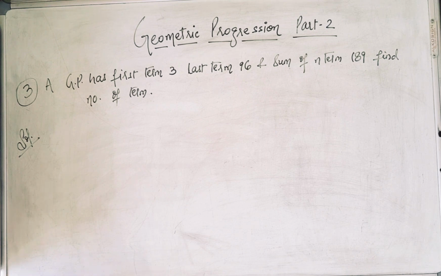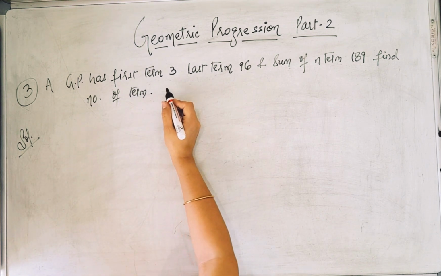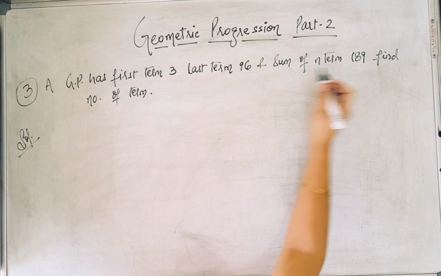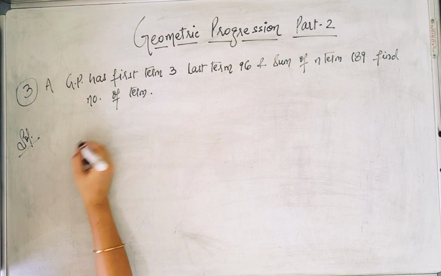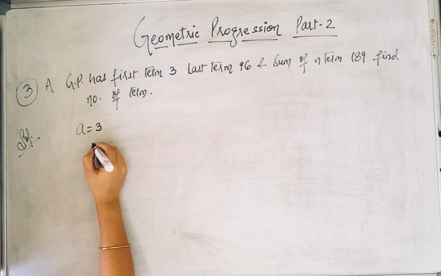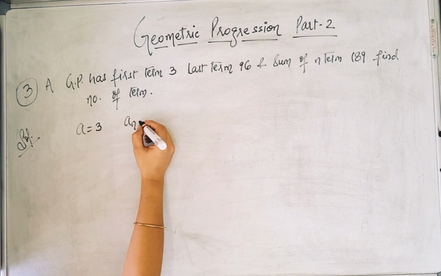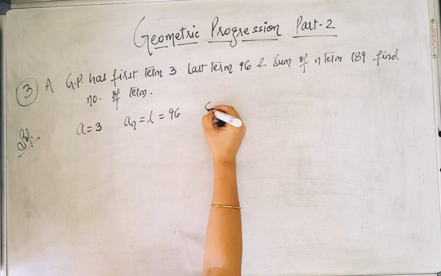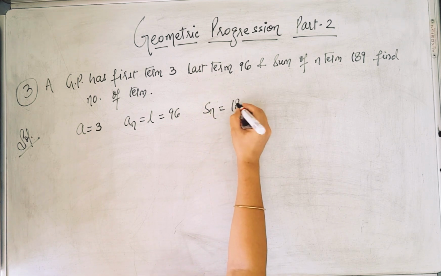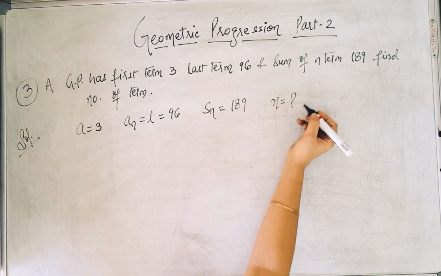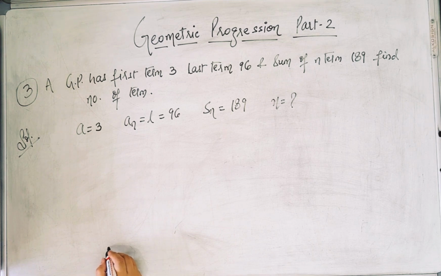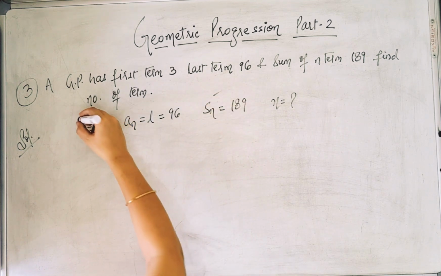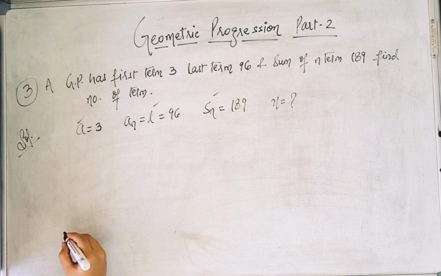So the question is, a GP has first term 3, last term 96, sum of n terms is 189, find the number of terms. So we are provided with first term 3, last term that is an, or we can say L, it is 96. Sum of n terms is 189 and we have to calculate n, that is the number of terms. Now see, we have one more formula when sum, first term and last term are mentioned to us.